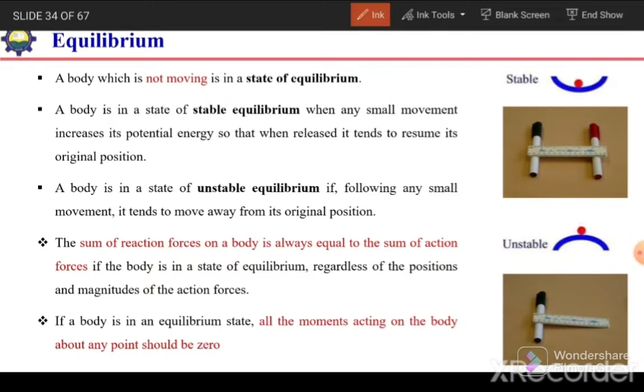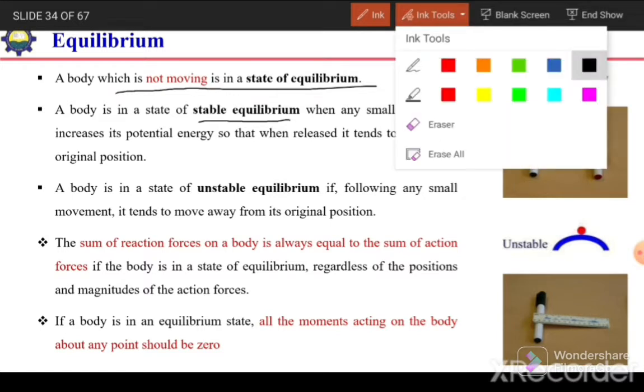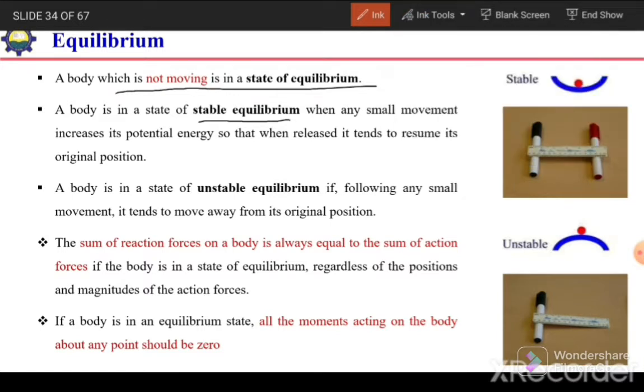The next concept is equilibrium. A body which is not moving is said to be in the state of equilibrium. There are two types of equilibrium: stable equilibrium and unstable equilibrium. A body will be in a state of stable equilibrium when any small movement increases its potential energy, so that when it is released, it tends to resume its original position.